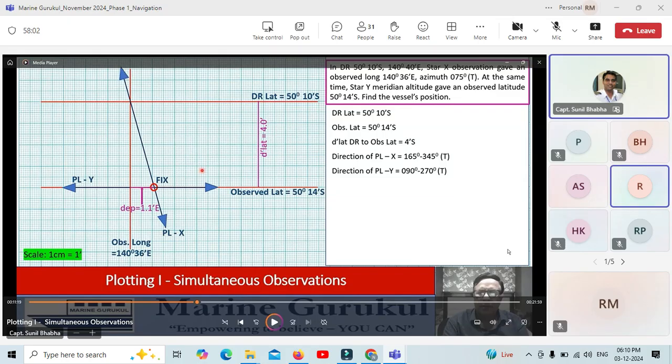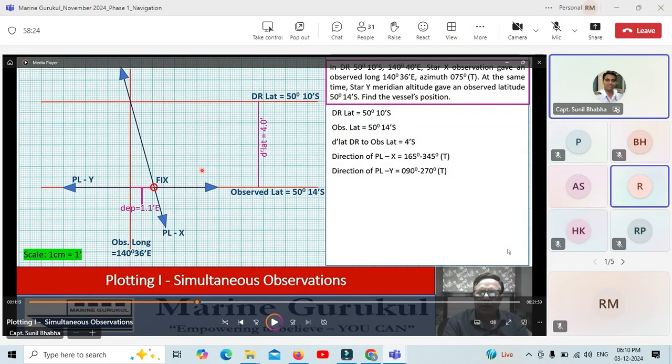So it should be from the DR longitude, right? Why is it from observed long, sir? Okay, beta. If you want to take this from the DR longitude, that also can be taken. You can pick up any longitude of your choice as a reference longitude to get the departure.